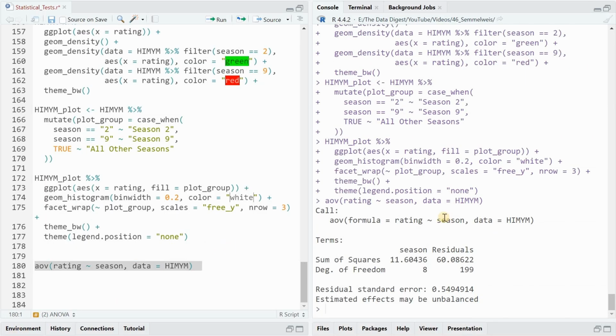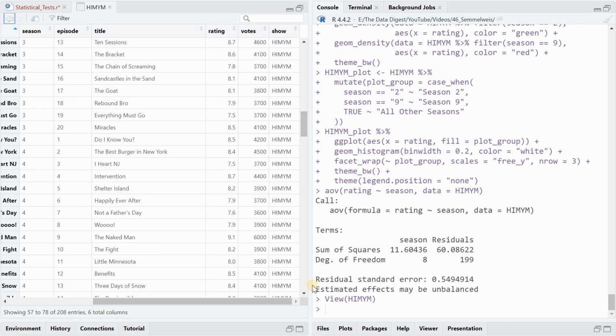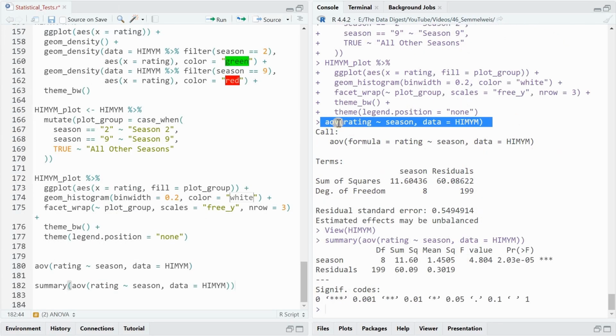If you just run the ANOVA function, predicting rating versus season, and the data is our How I Met Your Mother dataset, which simply holds the season number, episode, title, and then the rating, and how many votes went into these ratings. So running the aov or ANOVA function by itself is not that informative.